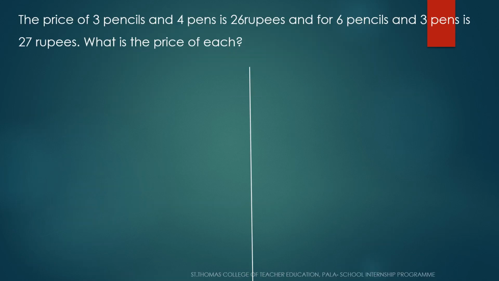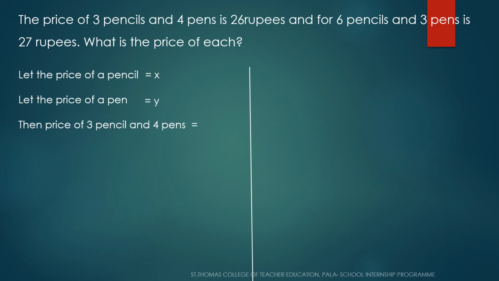Okay. Now we are coming back to the question that we were discussing. Can you recall the steps that we have done? What did we do first? Yes, we took the price of a pencil as x. Good. Then what did we do next? The price of a pen as y. Good. In the question, the price of 3 pencils and 4 pens was 26 rupees, isn't it? And we formed the equation as 3x plus 4y equal to 26.